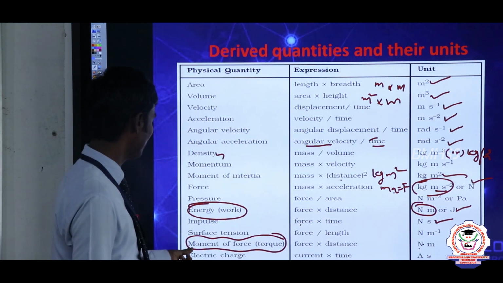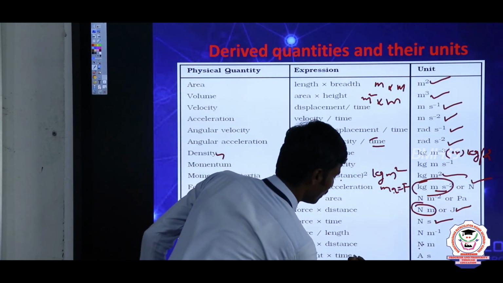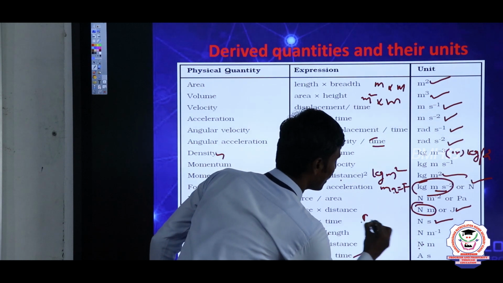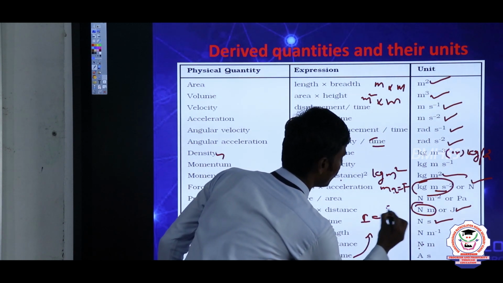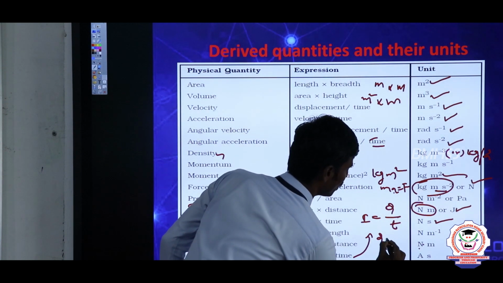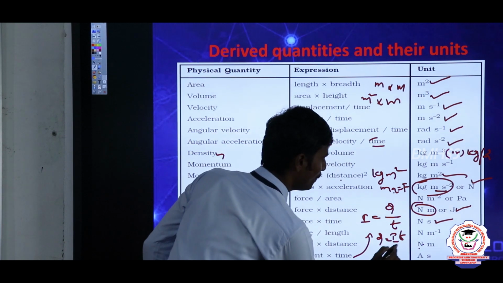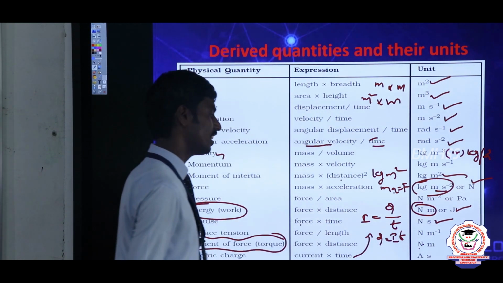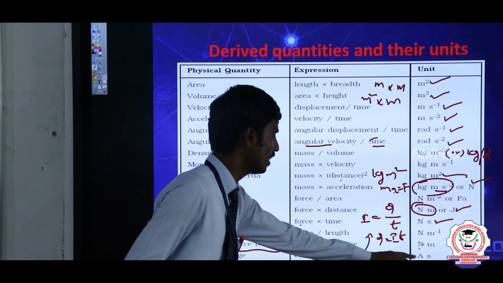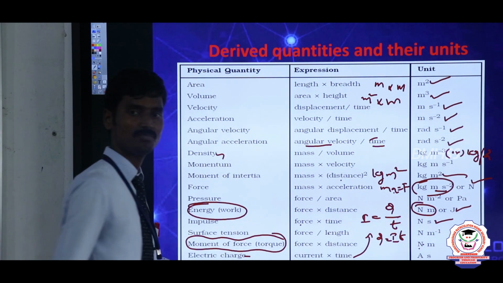Next one is electric charge. Electric charge is nothing but, see here, what is the formula for current? I equal to Q by T. We need charge only. Replace: Q equal to I into T. What is the unit of current? Ampere. Unit of time? Seconds. So ampere seconds, the unit of electric charge.